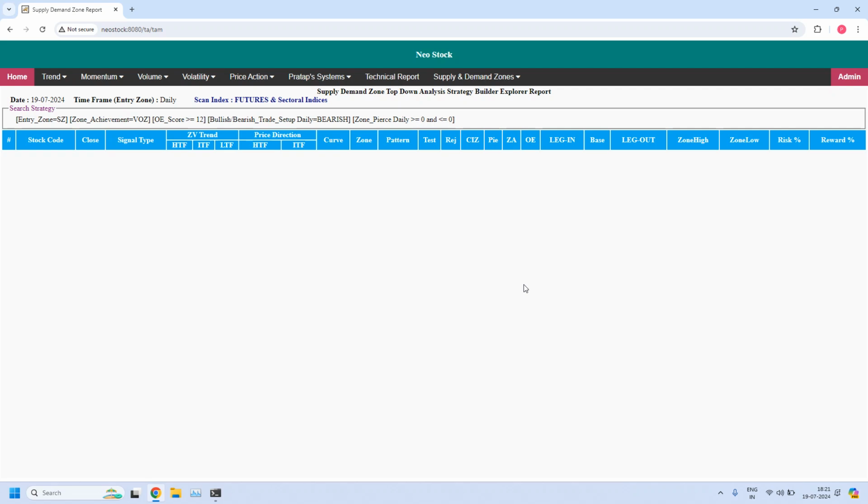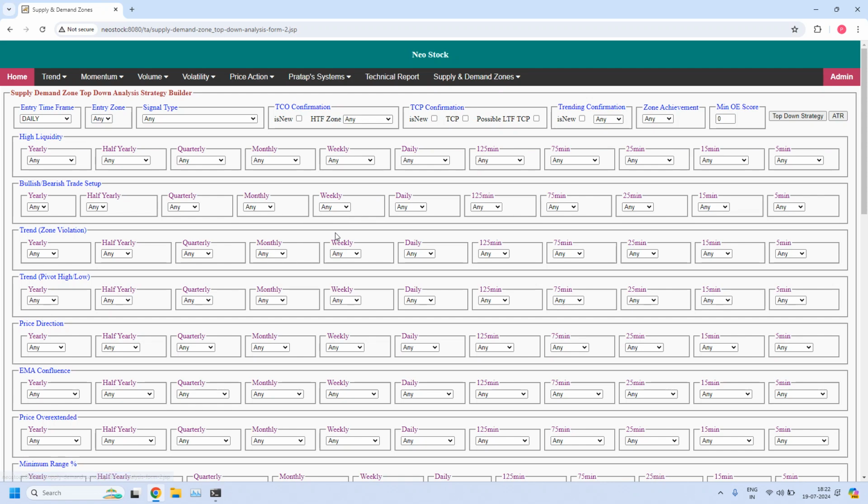No stocks are filtered. That means currently there are no stocks supporting a bearish trade setup for monthly income trade. Okay, the next one is bullish trade setup for weekly income trade.